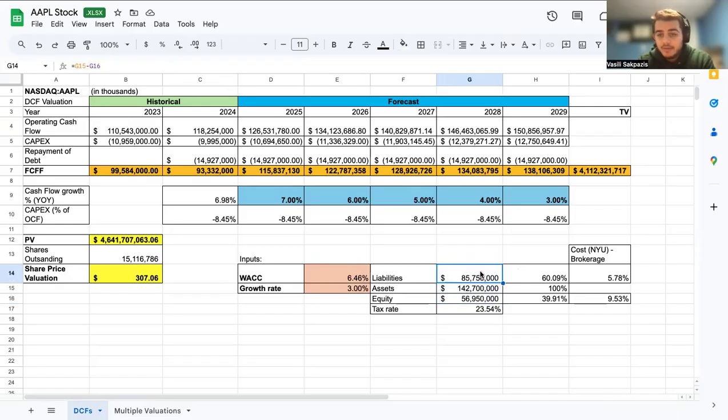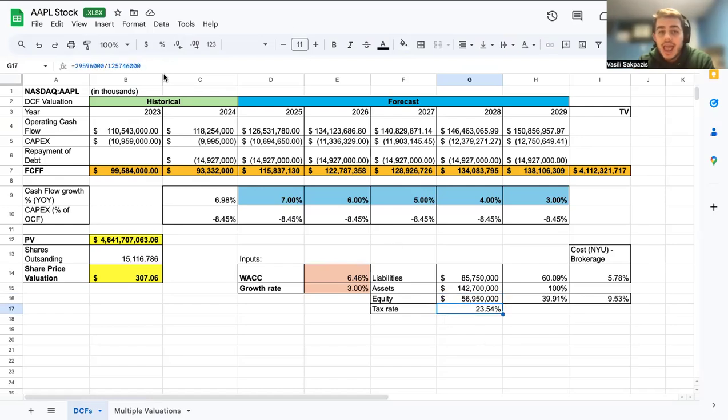Now, at the time when we did this in late 2020, when we did it for 2020, we did it in 2025, but obviously we're reflecting these historical values. We looked up the liabilities of Apple. We looked at the assets and we looked at the equity. And with that, we also looked at the tax rate.